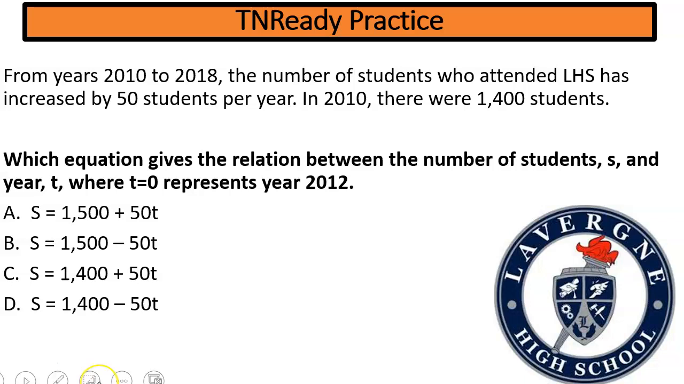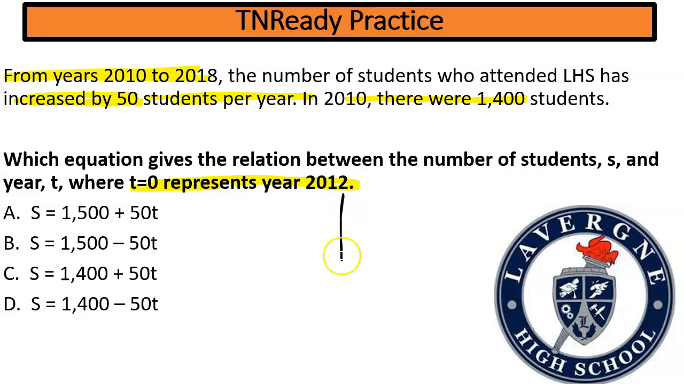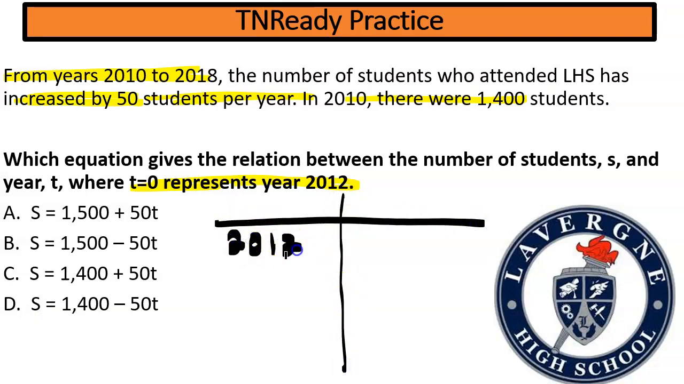All right, from the years 2000 to 2018, so these are the years we're dealing with, the number of students who attended LHS has increased by 50 students per year. 2010, there were 1,400 students. Which equation gives the relation between the number of students S and years T, where T equals 0 is the year 2012? So again, you could do a table here. So T equals 0 is 2012.